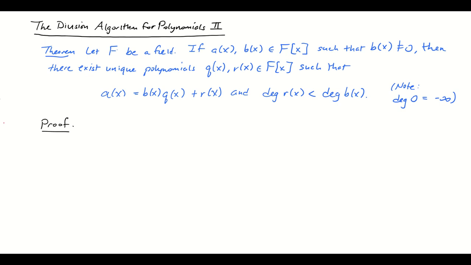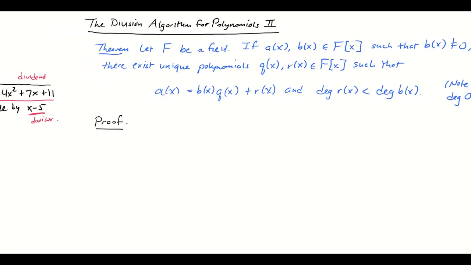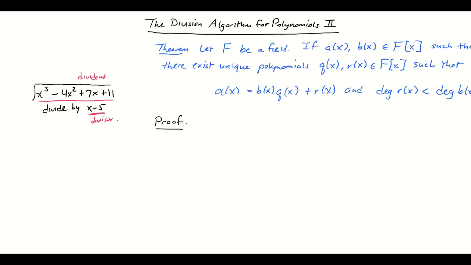So in other words, rather than showing how the 1 step or 2 steps or 100 steps play out, we're just going to show that we can get our polynomial, whatever our dividend is, down to something of smaller degree, unless our degree is already small enough in the remainder. And by induction, that'll be enough.